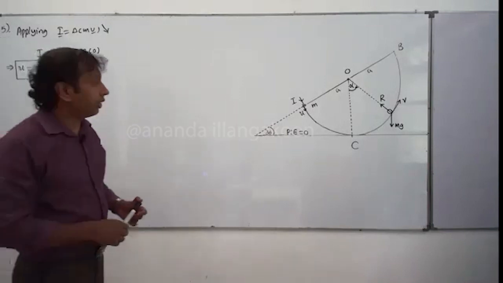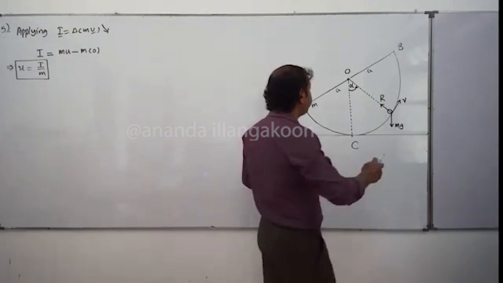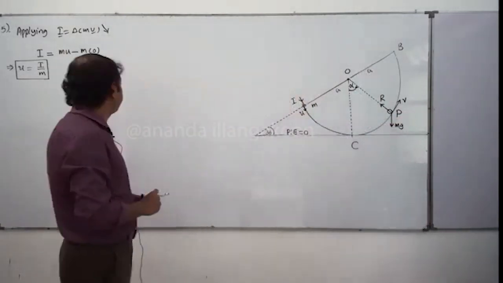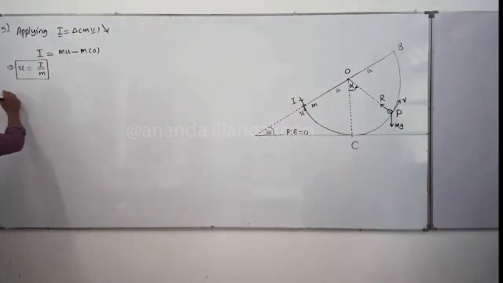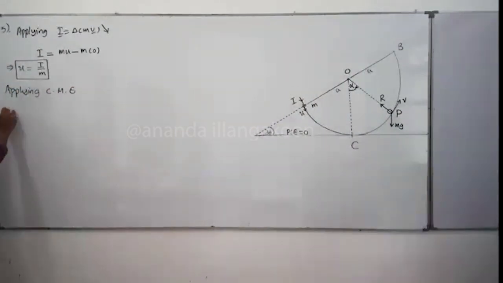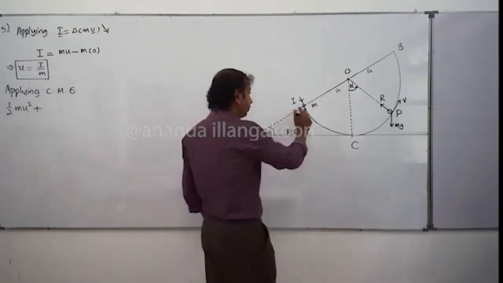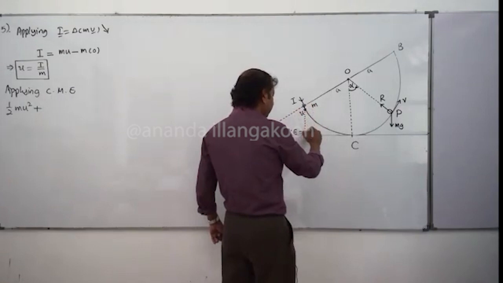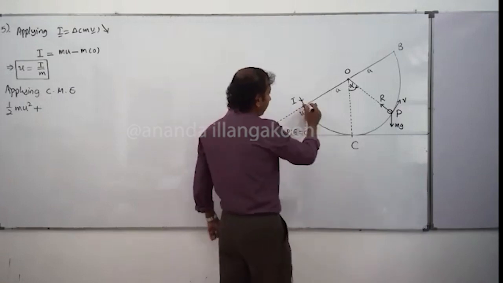The particle is P. OP is this. The angle OP makes with the downward vertical is alpha, right? Then you can write, applying conservation of mechanical energy: initial energy half mu squared plus this height we need. That height can easily be found, people.